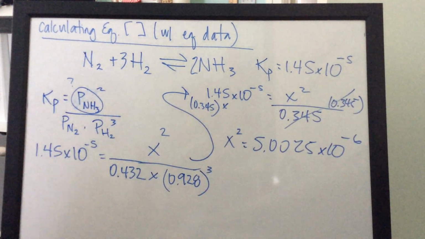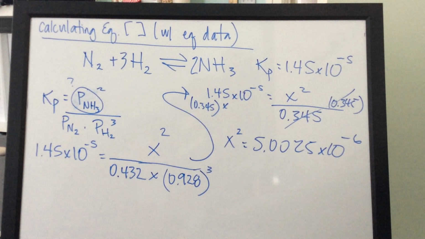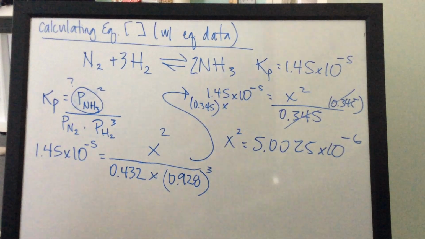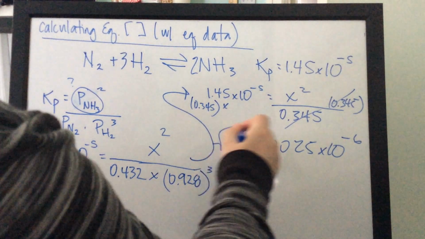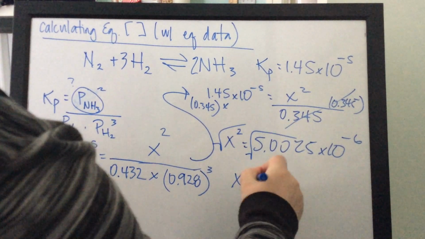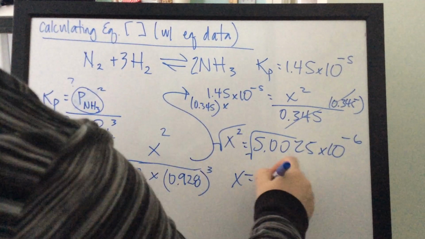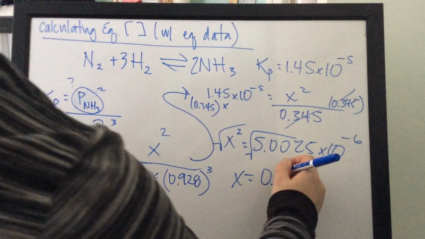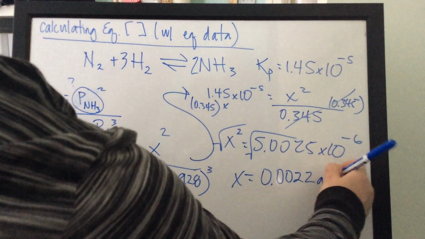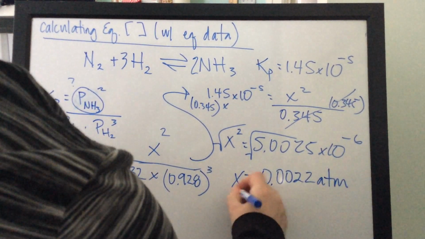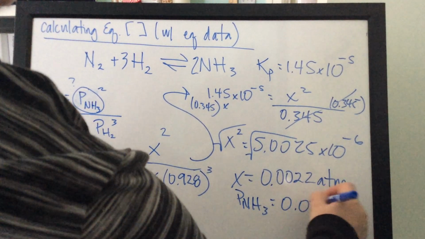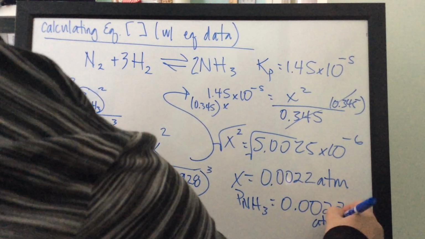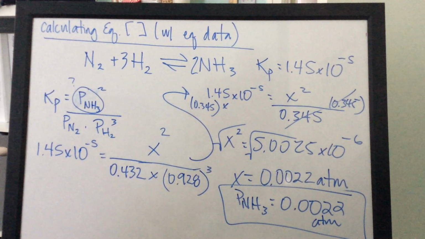You might get kind of excited and think, oh, I'm done. That must be my partial pressure at equilibrium. But keep in mind that's x squared. I really just need x, so I need to take the square root. Once I do that, I get a partial pressure of 0.0022 atm, which of course is equal to the partial pressure of the ammonia, because that's what x is. And so I have solved my problem.